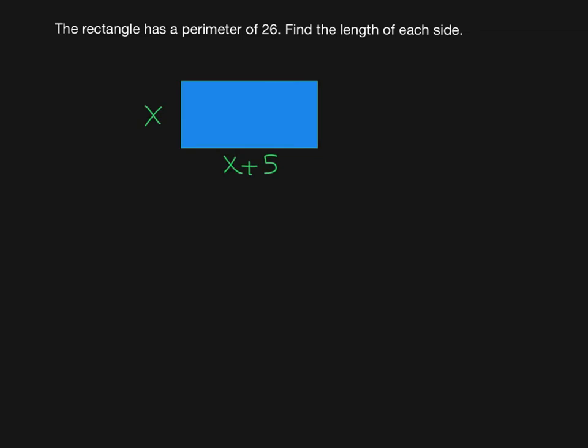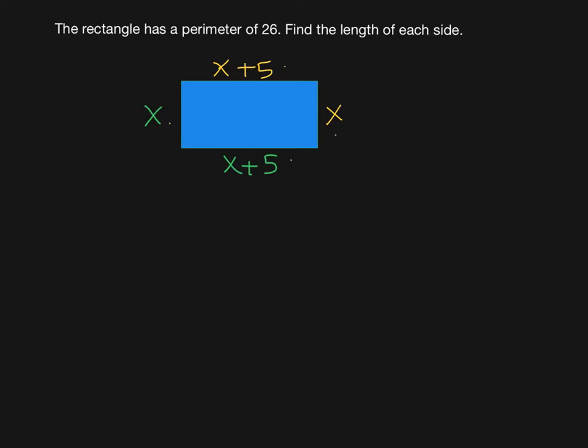Sometimes we're going to need to use multi-step equations to solve geometric problems. In this case, we have a rectangle that has a perimeter of 26, and I want to know the length of each side. So I have this rectangle already drawn. I'm going to want to label my other sides here because I'm looking for the perimeter. Remember, the perimeter is the distance around the outside of the rectangle. So to find the perimeter, I need to add up all 4 sides.